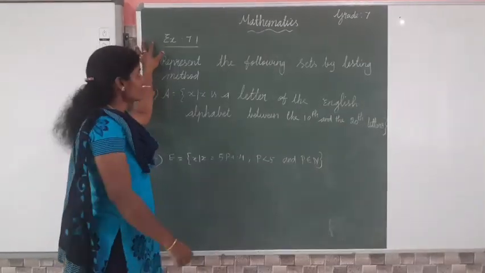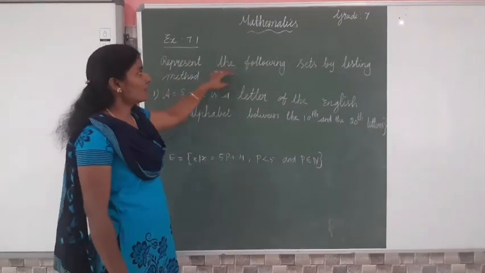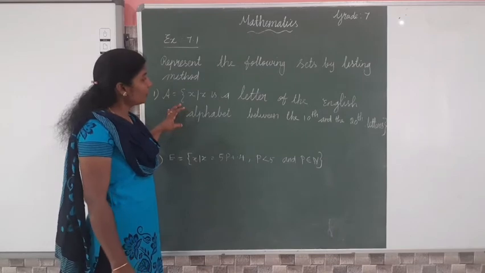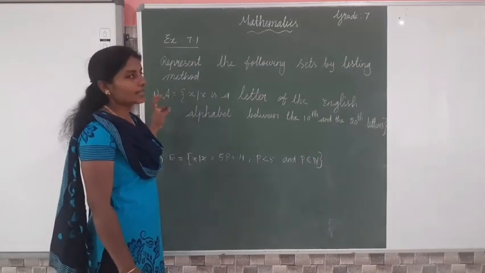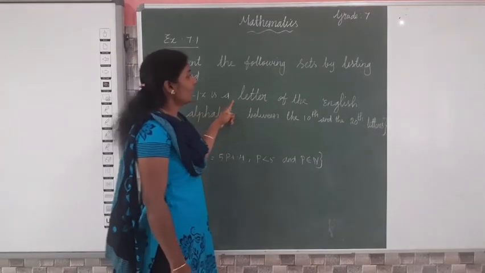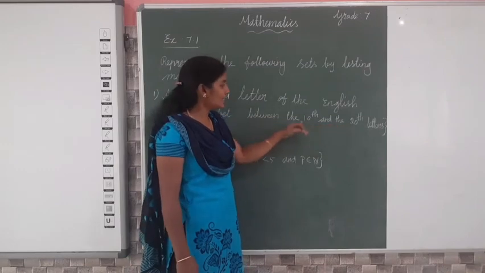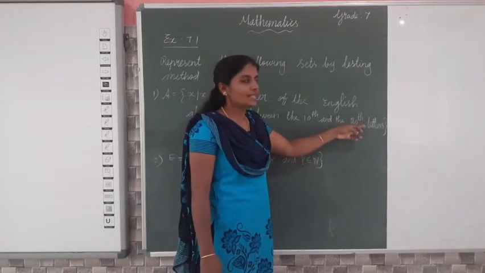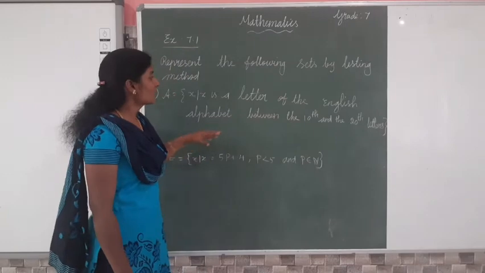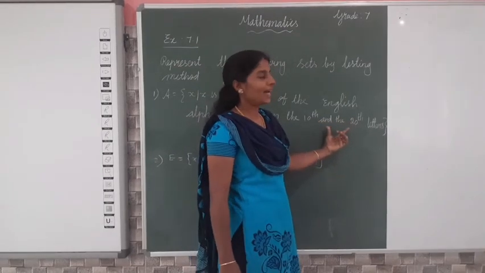Okay. Now, exercise 7.1. Represent the following sets by listing method. They are given in set builder form, and we want to write them in listing method. Here, the first one: A is equal to {x such that x is a letter of the English alphabet between the 10th and the 20th letter}. Between the 10th and the 20th letter, we can write the 11th letter to the 19th letter. What are the letters?